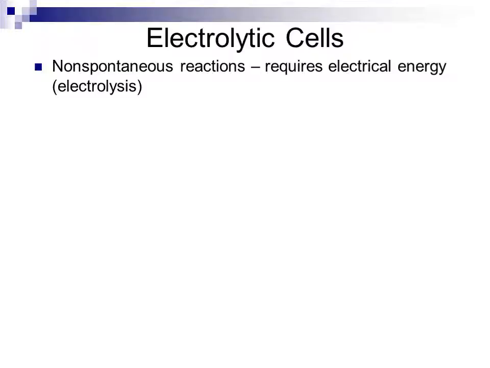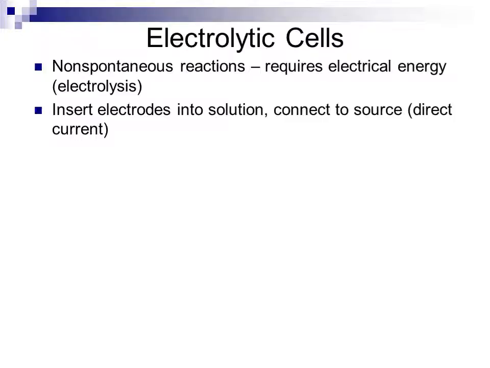Now, looking at electrolytic cells, these are non-spontaneous reactions that require electrical energy. The process that occurs in an electrolytic cell is called electrolysis. We generally will insert electrodes into a solution and connect them to some sort of direct current source. As an example, the Downs cell is an electrolysis of sodium chloride.